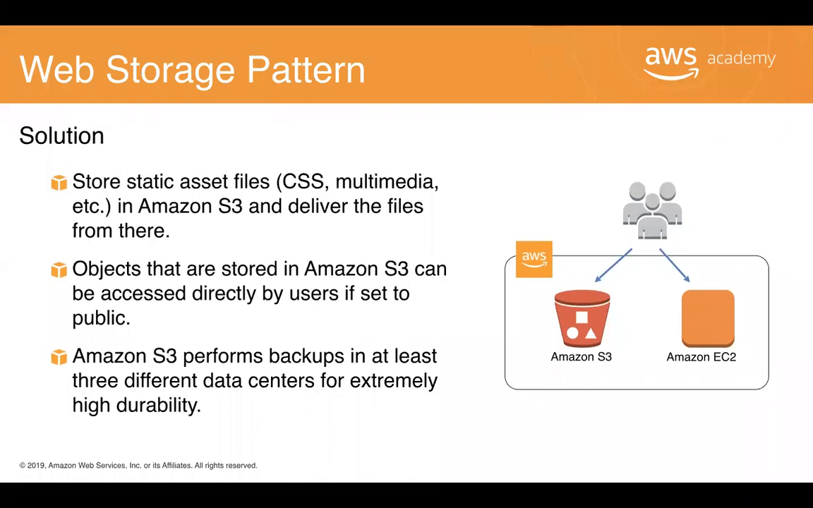So let's continue talking about that web storage pattern. And you can already guess that where we're going with this is to get away from a server-based pattern and into a serverless pattern, like we were talking about last night. One solution is to store static asset files, such as CSS or multimedia, etc., in S3, and then serve your files from there. Objects that are stored in S3 can be accessed directly by users if the bucket is public. And if you read my previous blog post, I talk a lot about how to host a static web page that's set to public availability. What we're going to be doing today, however, has that layer of authentication over a private bucket.